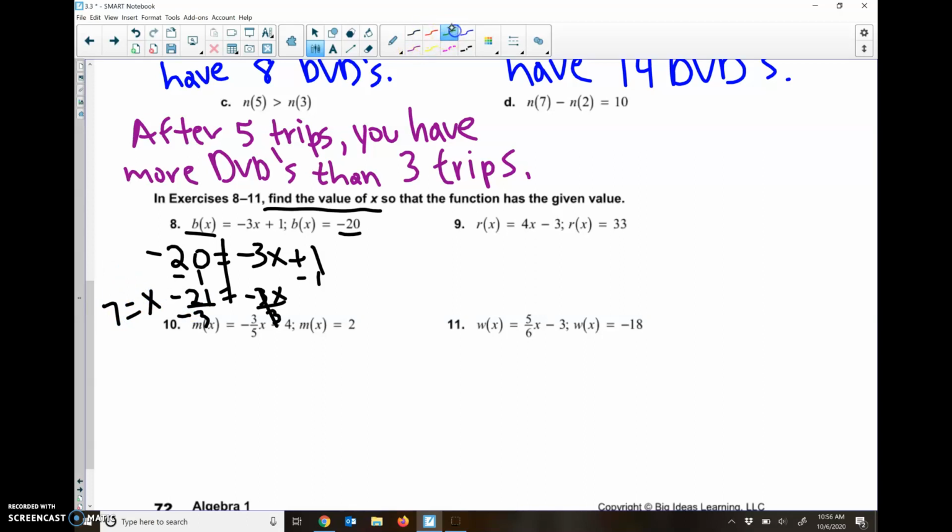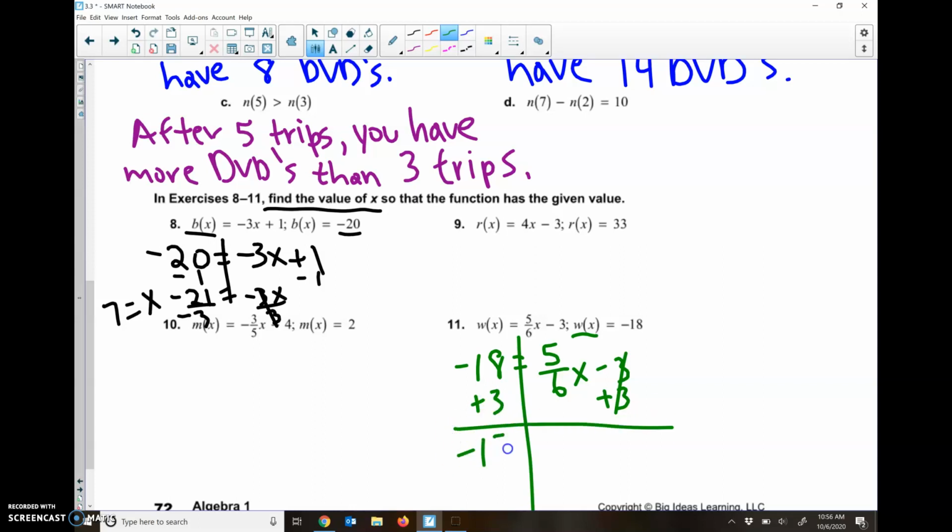Okay, let's do one of these fraction ones down here. So now it says W of X equals negative 18. So I have negative 18 equals 5/6 X minus 3. So that negative 18 goes over here where the W of X is. So I'm going to add 3 to each side. I end up with negative 15 equals 5/6 X. So I need to get rid of that 5/6, so I'm going to divide by 5/6. Negative 15 divided by 5/6 is negative 18. So that's going to be what my X is.